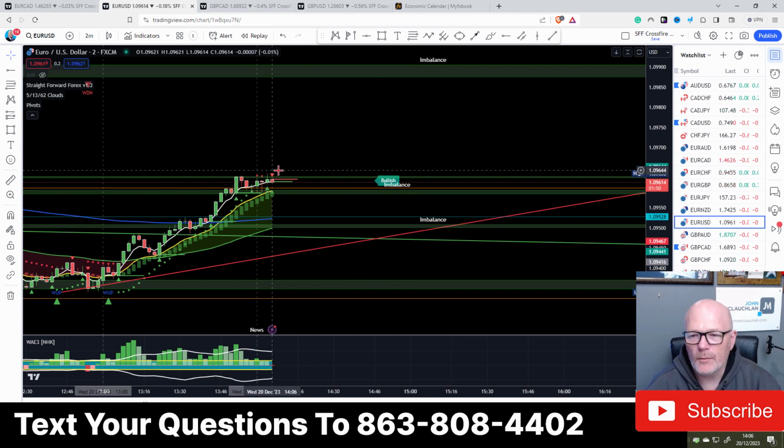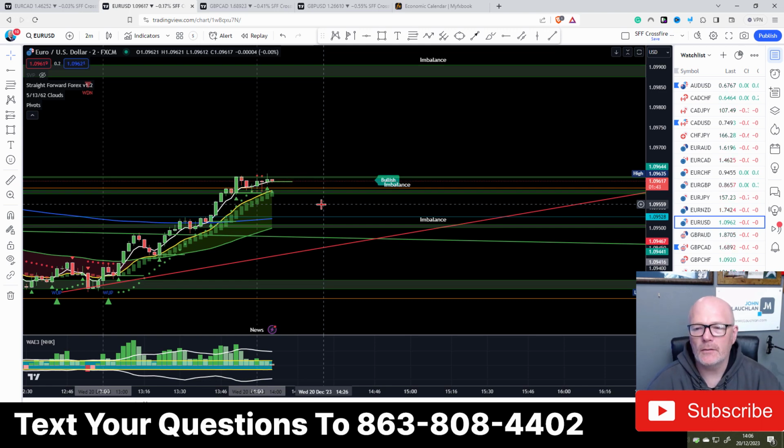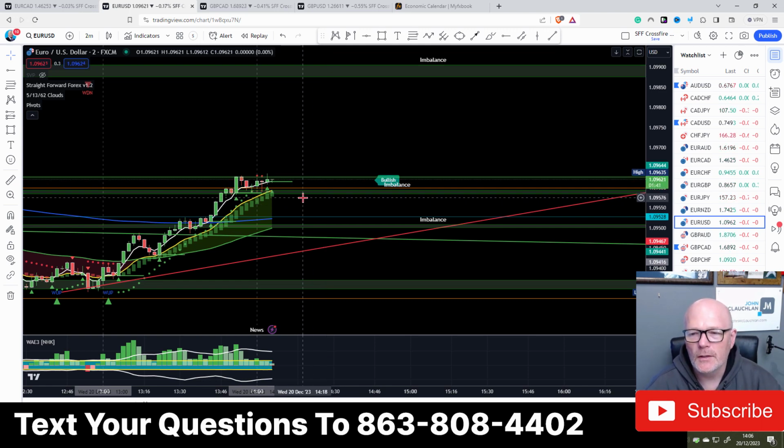For a minute, I thought it was going to go past and push, but now we've got a bearish engulfing candle. So it was an engulfing candle, but we're going bearish right now. Right.